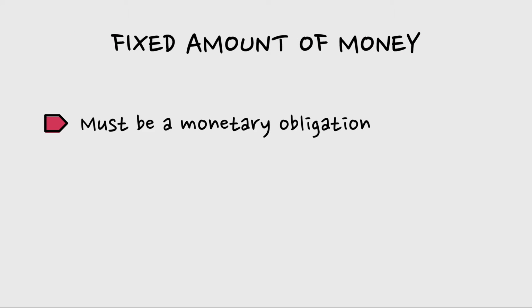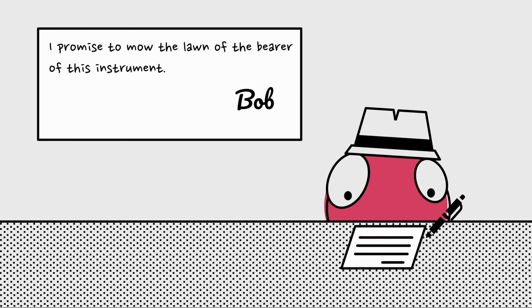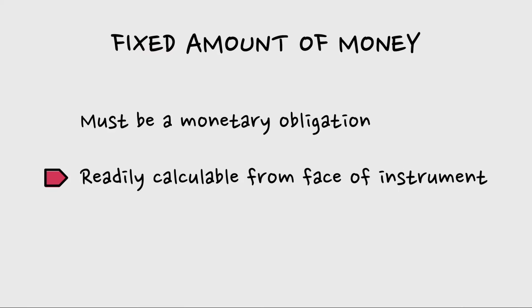So one is just the straight up, it's got to be money. It can't be some other sort of monetary obligation, other sort of obligation like this. I promise to mow the lawn of the bearer of this instrument. That's not going to work, right? Because that's not for money. It's about mowing the lawn, right? It's like your kid gives you a voucher for Christmas to have you mow the lawn or whatever.